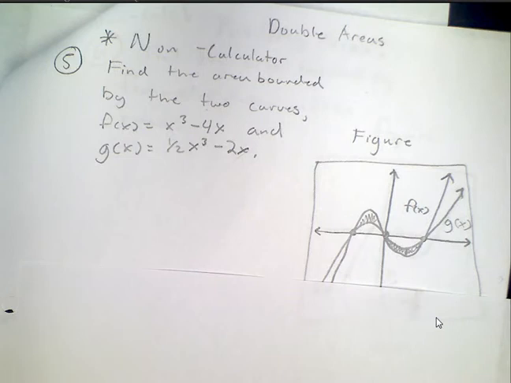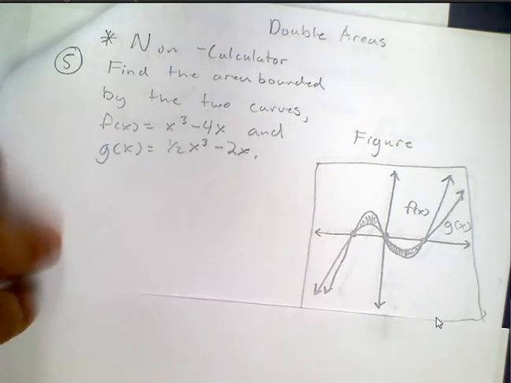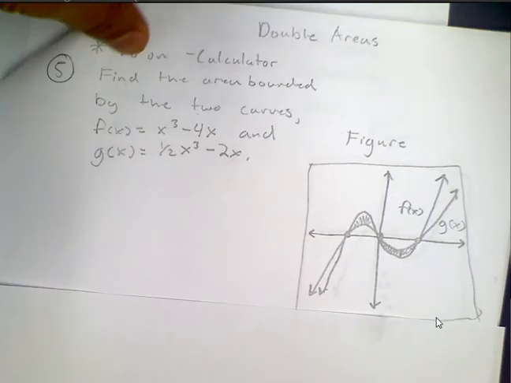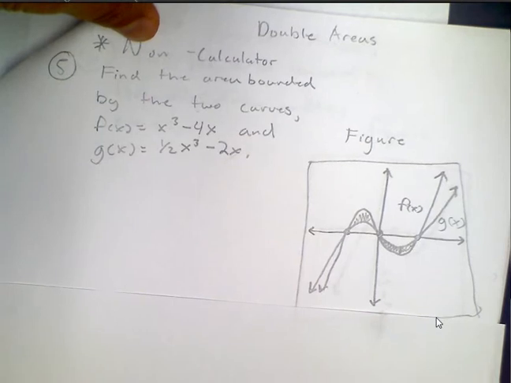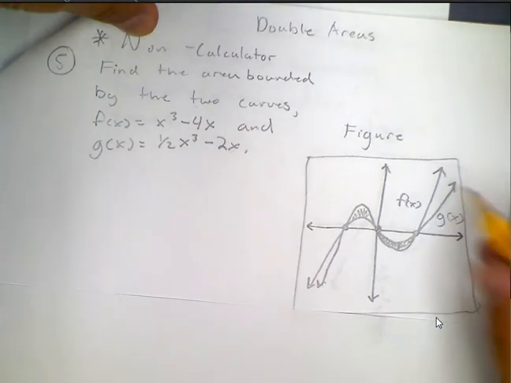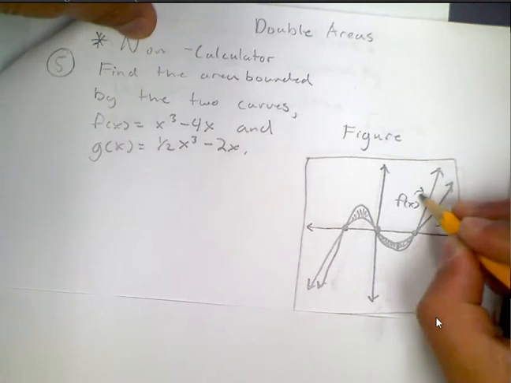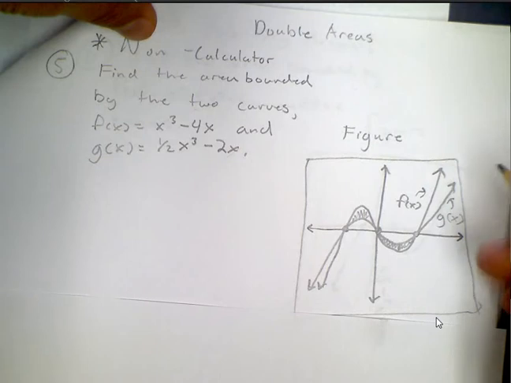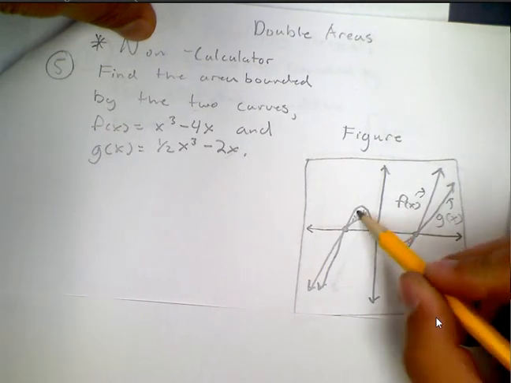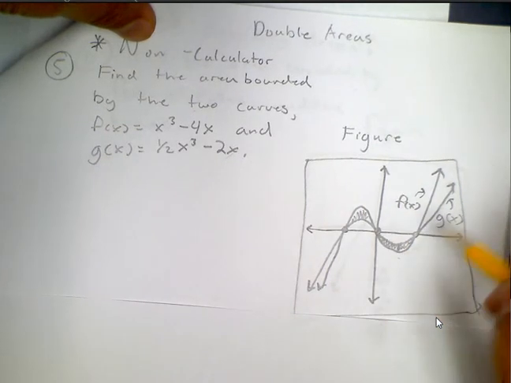Alright, so 5 and 6, find the area bounded by the two curves, f of x equals x cubed minus 4x, and g of x equals 1/2 x cubed minus 2x. I forgot to mention that f of x is this function, g of x is this function. So it's basically top minus bottom plus top minus bottom, the integral of them.